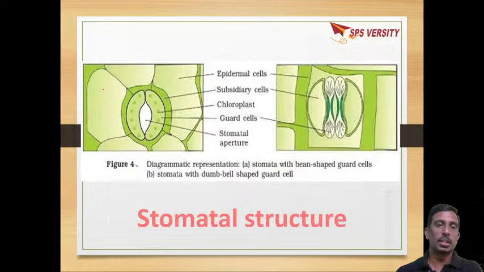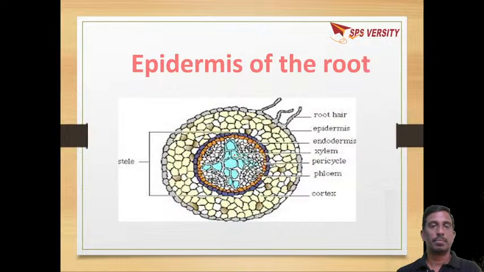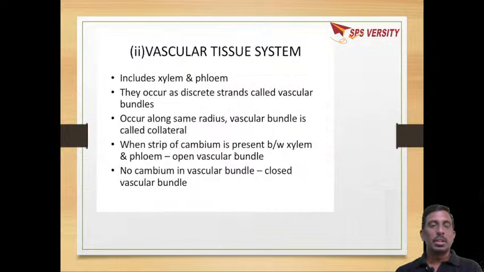So this is stomatal structure. So this is stoma, these are guard cells, these are subsidiary cells. Guard cells are bean shaped in dicots, dumbbell shaped in monocots. Okay. So अभी तक हमने पढ़ा है कि एपिडर्मल टिश्यू सिस्टम.